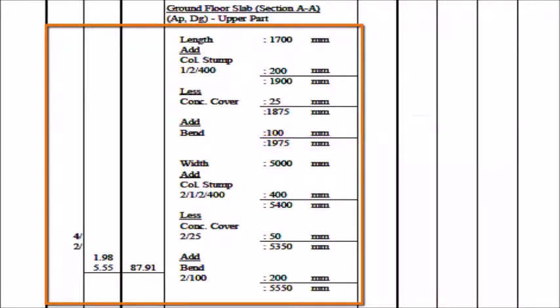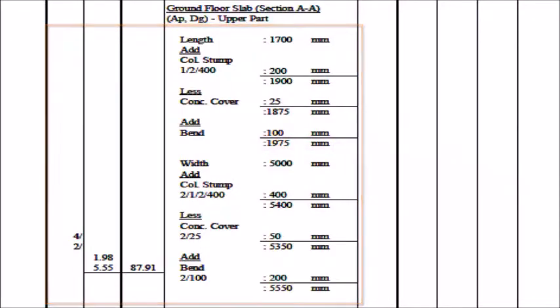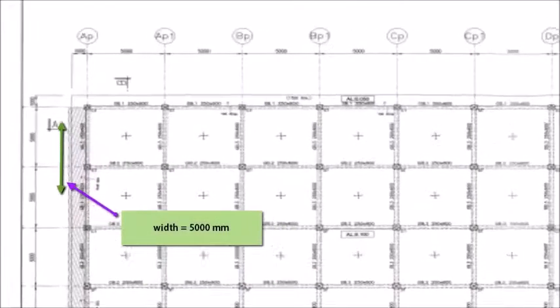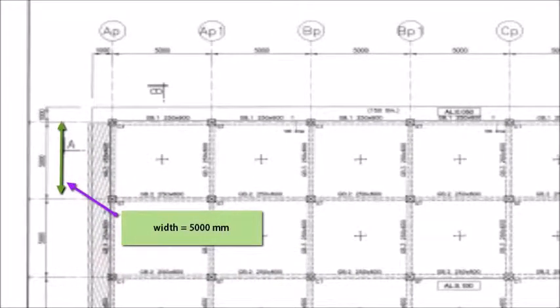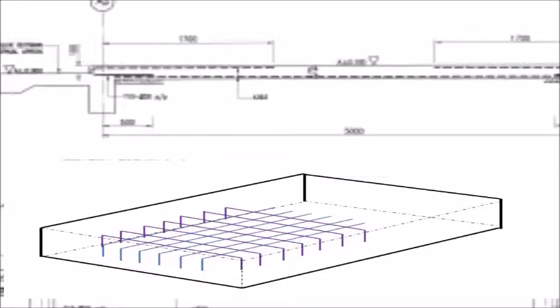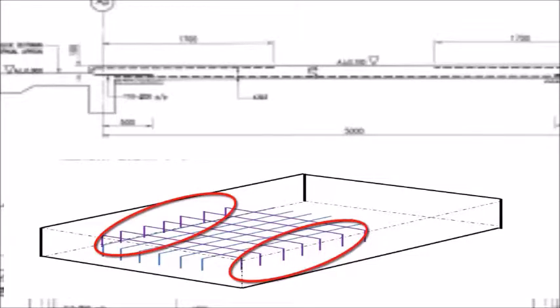So, we now proceed to get the width of the steel fabric reinforcement. For the width, from the ground floor key plan, we can see that the width is 5,000 mm. Now, we look back to the ground floor slab detail plan, and also the picture that we showed you just now. The picture shows that, in actual, the steel fabric reinforcement will have two bends at the end. One at the beginning of the steel fabric reinforcement, and one at the end.